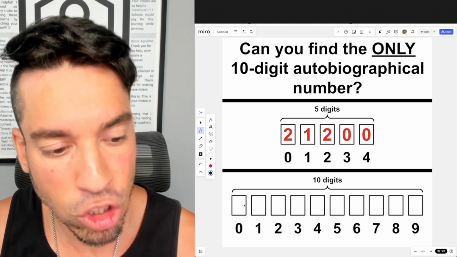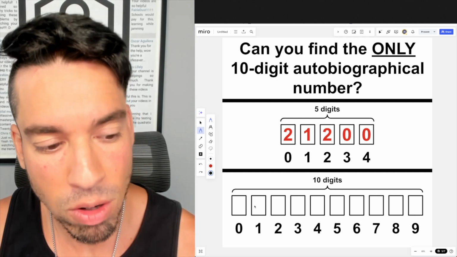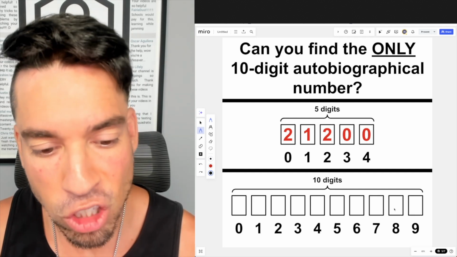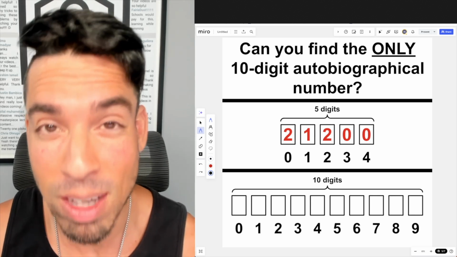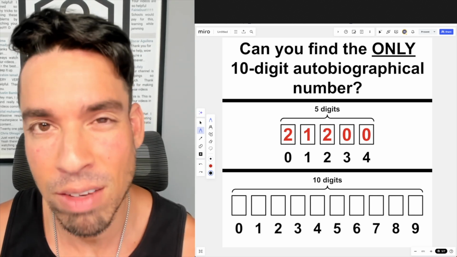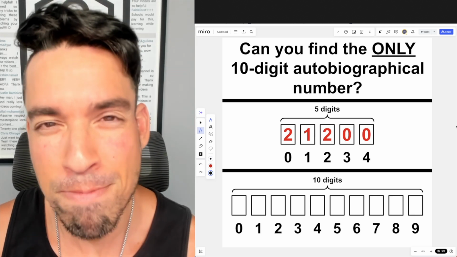Now, for the 10-digit one, it's a little bit tougher. You need to figure out the appropriate values in each of these spots to make it a legitimate 10-digit autobiographical number. Hit that pause button and see if you can figure it out. When you're ready, hit play and I'll give you the explanation.